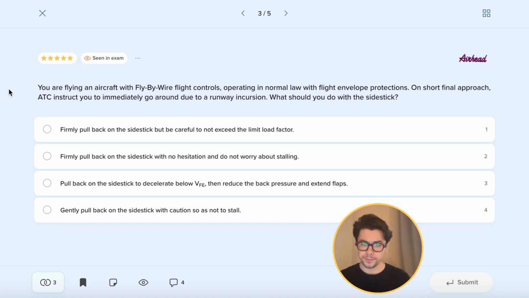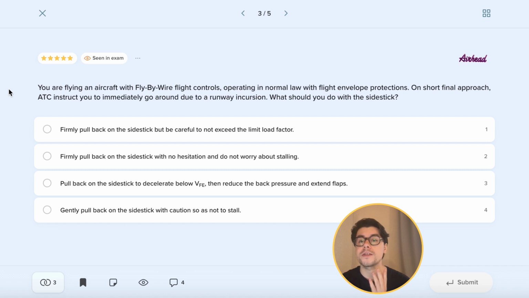Like we mentioned before, in normal law, we have not only all the warnings, but also all the protections and augmentations, meaning if you are flying as you should, the aircraft should, in practice, never stall when flying within the normal law and within the flight envelope. So what you do when you need to go around, and this question is slightly tricky because it's fishing for a piece of knowledge, which is that if you pull the side stick in a fly-by-wire system in normal law, the aircraft will start climbing at its maximum climbing rate. However, it will not stall.